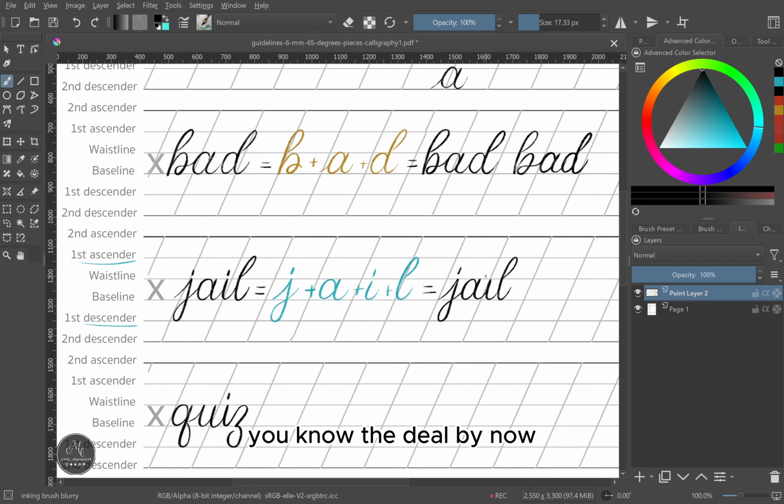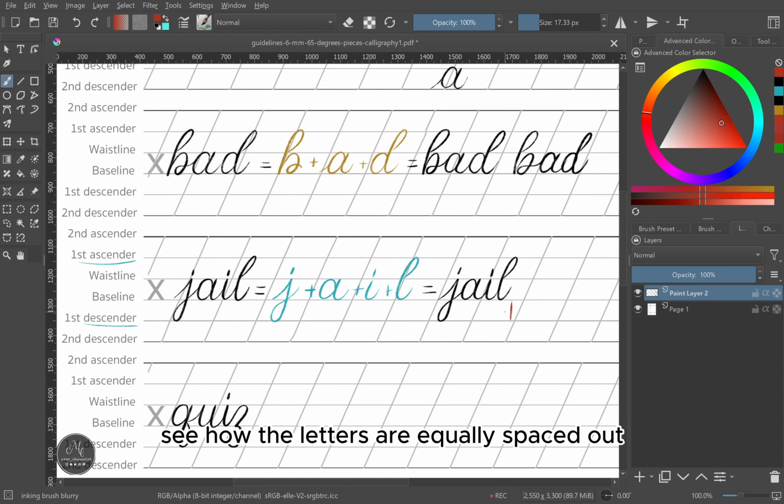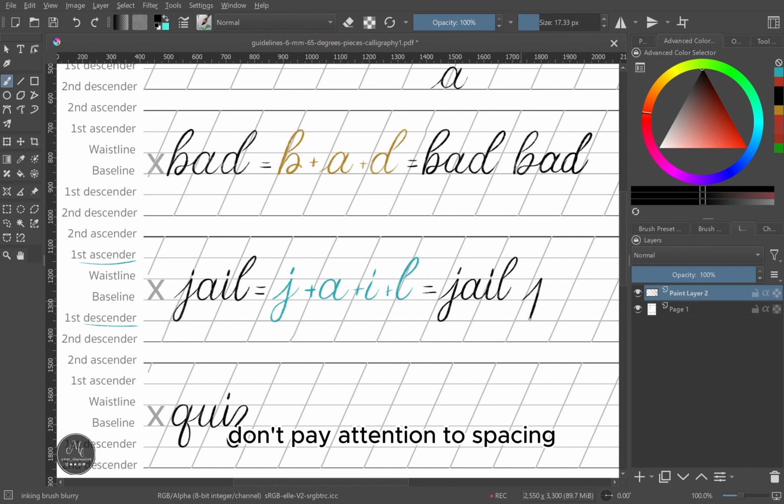You know the deal by now. See how the letters are equally spaced out on the guidelines? The J is one space down and the L is one space up. Let me show you what happens when you don't pay attention to spacing. Here, I extend J all the way down to the second descender, while the L remains the same. It looks very awkwardly spaced.